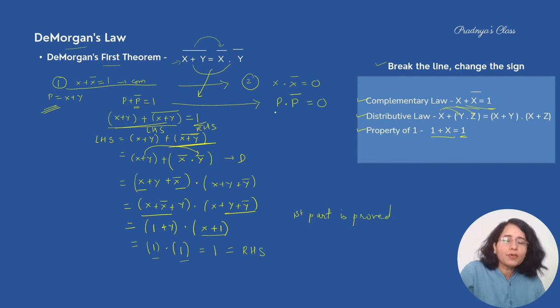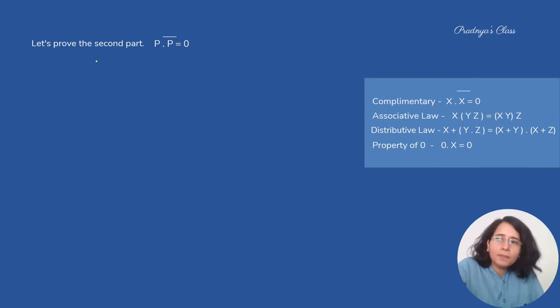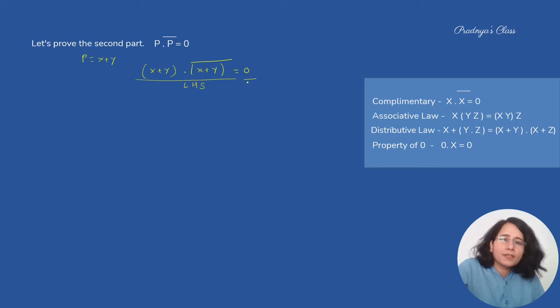Now we have to substitute the value of p in this complementary law and prove it. So let's do it now. Replace the value of p here, and you know p is x plus y. So we will get (x plus y) into (x plus y) whole bar equals 0. We will start with the left hand side of this equation and we will prove the right hand side. So let's start with the left hand side.